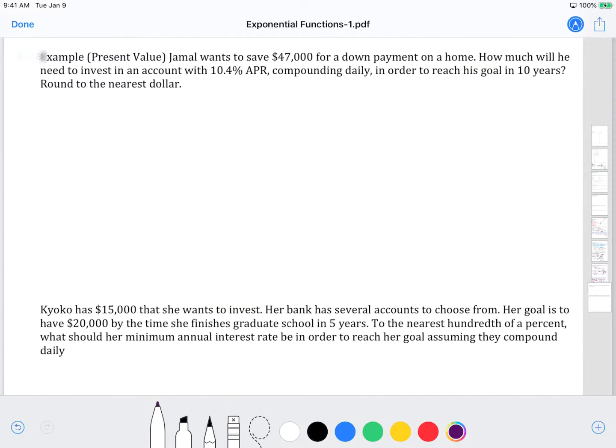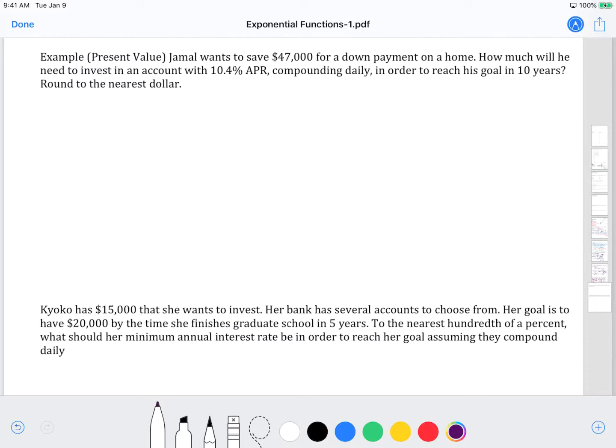Okay, this example is called a present value example because we're working backwards. In the majority of the examples we've done so far, we've given you the principal amount and the time and the rate and all those sorts of things, and we asked you what happens, what's this amount in so many years? So in this problem, we're working backwards. We're giving you the amount that you're going to end up with, and we want to find the principal or the present amount. So it says Jamal wants to save $47,000 for a down payment for a home.